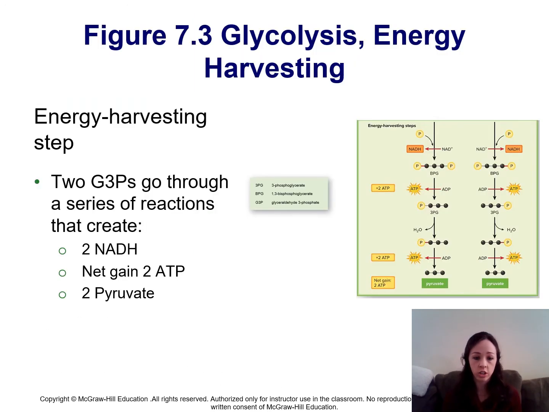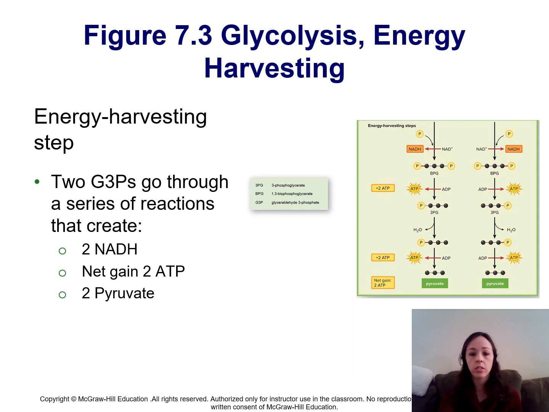Our second reaction, though, produces ATP, and it produces enough ATP where we actually have a net gain of ATP, so that glycolysis itself doesn't feel like it's a worthless step. So during our second step, our 2 G3P molecules go through a series of reactions where they will eventually become 2 pyruvate molecules. So we start off with 1 glucose molecule, and then we'll end up with 2 pyruvate molecules.